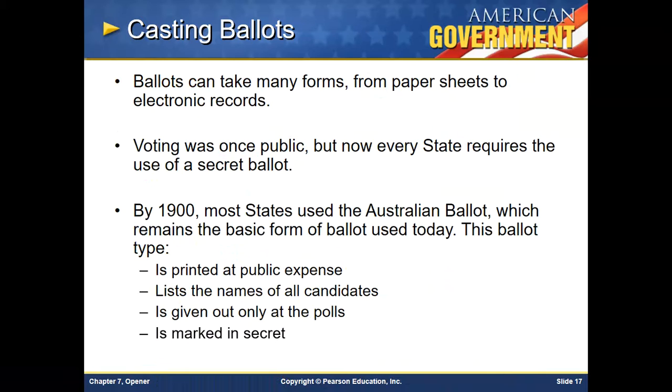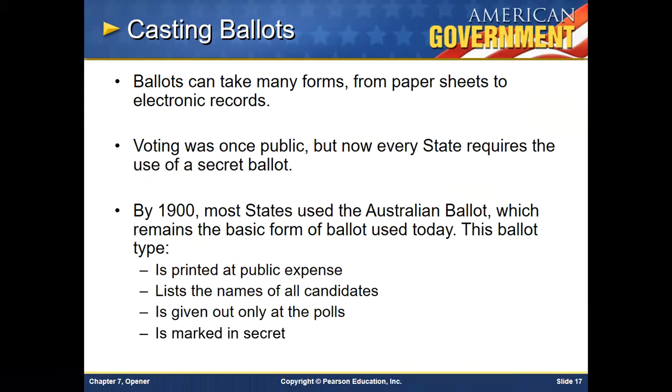We are at 12B on your review sheet. Basically, the Australian ballot is provided at public expense, so the state prints those up, usually at the county level. It lists the names of all the candidates. You can only get your ballot at the polls. Each person gets 1 ballot, and it can be marked in secret. There are a few other things that you need here.